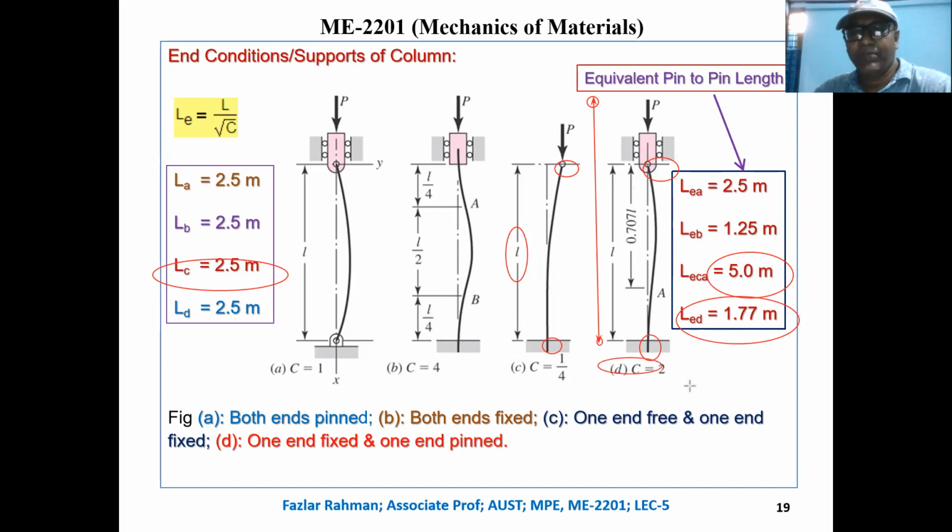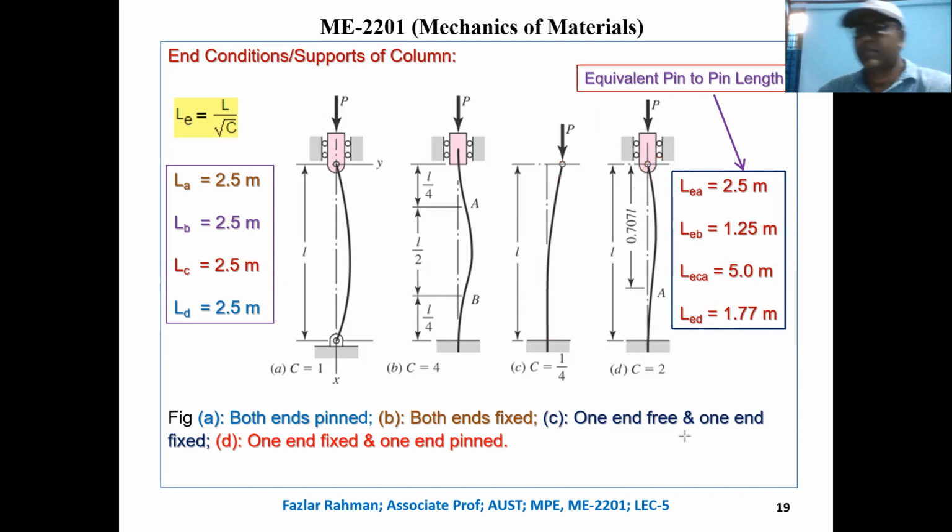That means the value of C becomes 2. So for the exam, for design, you need to remember these end conditions. If both ends fixed, C equals 4. Both ends pin, C equals 1. One end free, one end fixed, C equals 1 by 4. One end pin, one end fixed, C equals 2. Okay? Sir, it's not clear why the equivalent pin-to-pin length is differing.